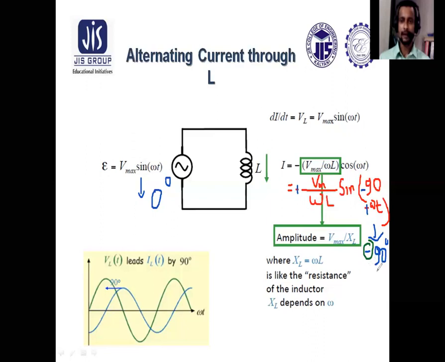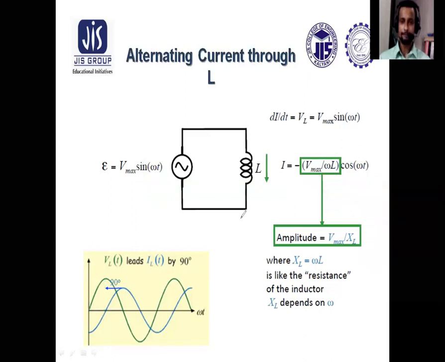So this minus 90 shows, see here. Here voltage started. When voltage is at 0 degree, current is at minus 90 degree. When voltage is at 90 degree, current is at 0 degree. Voltage is shown in green, current is shown in blue. So the phase difference between these two is 90 degree. And which one is ahead? Voltage is ahead of current. So VL leads IL by 90 degree for a purely inductive circuit. This is an important conclusion.